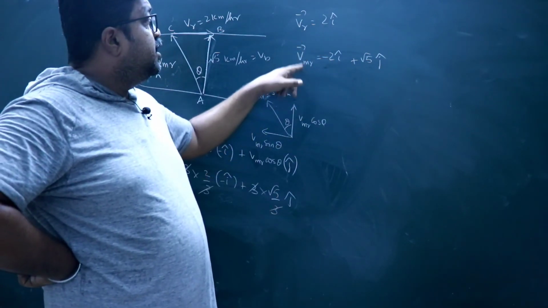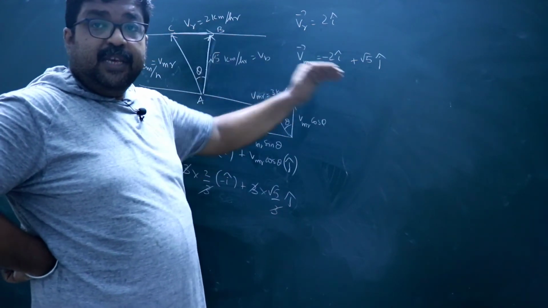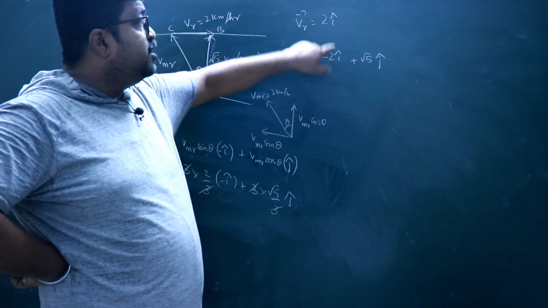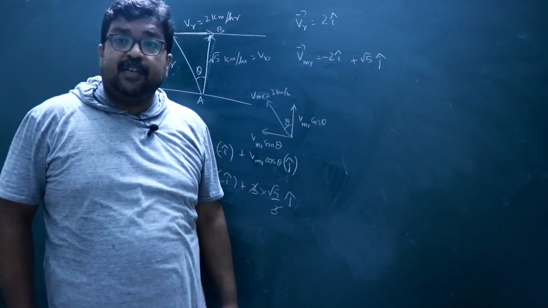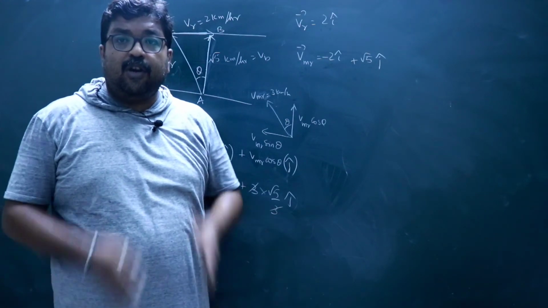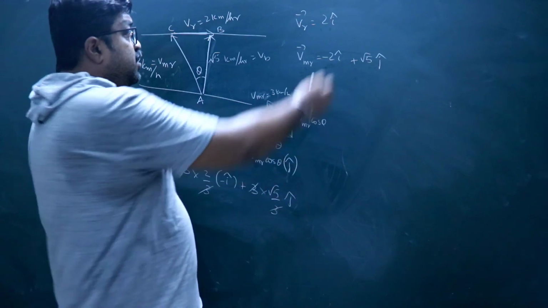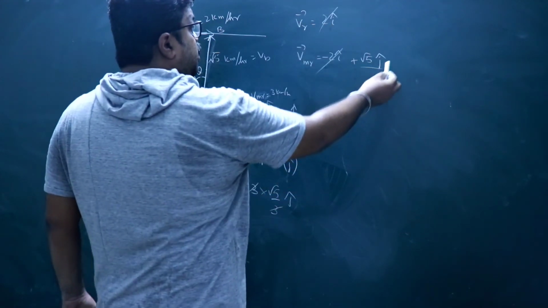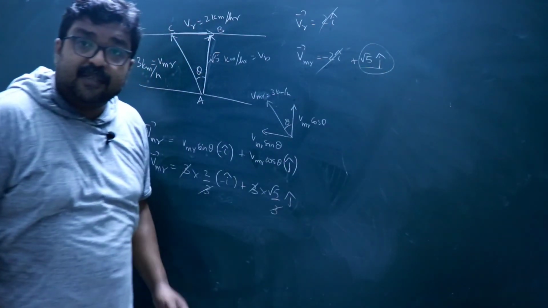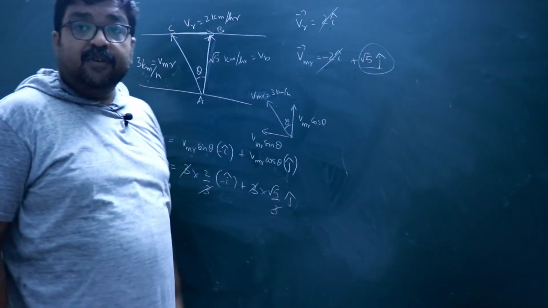As you can see, velocity of man relative to river is minus 2 i cap plus root 5 j cap, and velocity of river is 2 i cap. So the resultant velocity along x-axis is going to be 0, because it is minus 2 i and plus 2 i cap, this will cancel. So only the y-axis component will be left. It is for this reason that the boat crosses the river straight across.